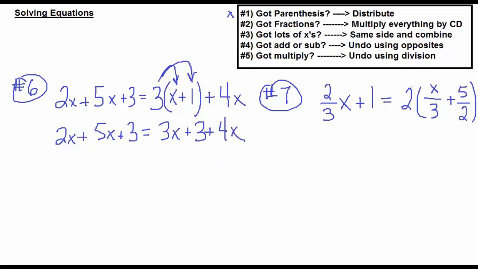Okay. What's next? Got fractions. In this problem, we don't got fractions. We don't have to worry about that. Got lots of x's. We do. So same side and combine. You know, because I have so many x's, I'm going to combine them first.